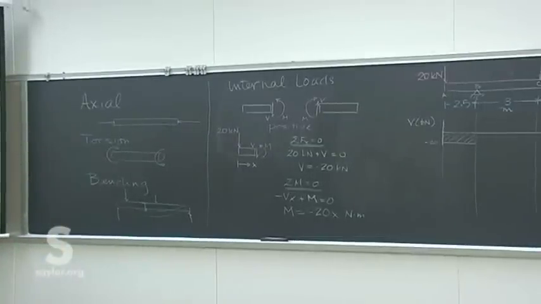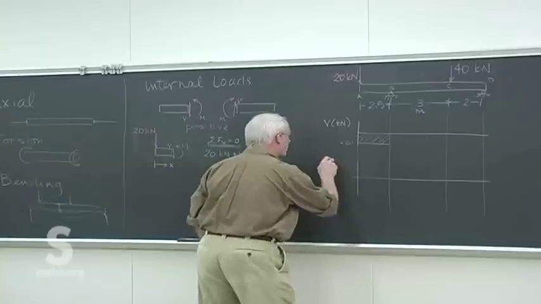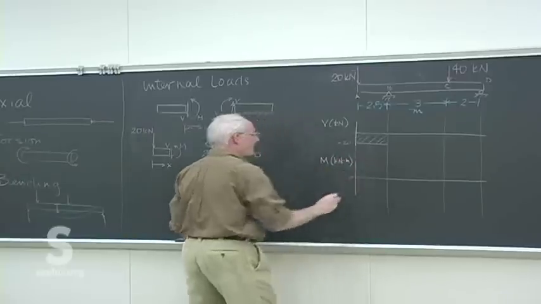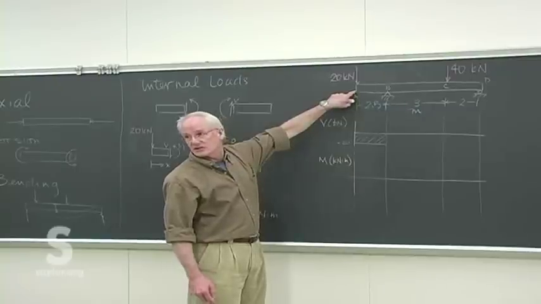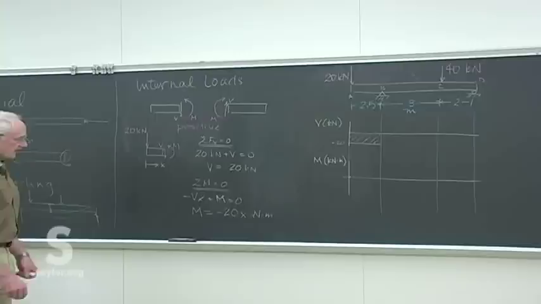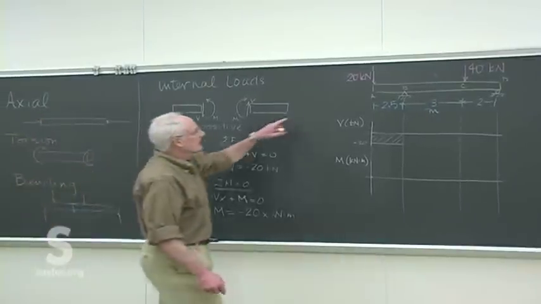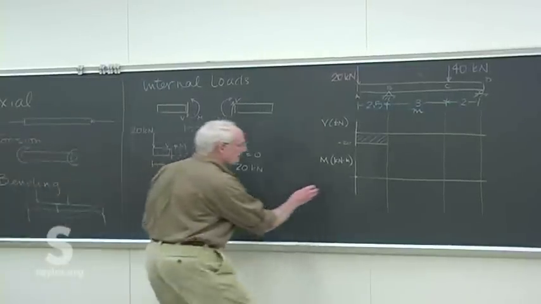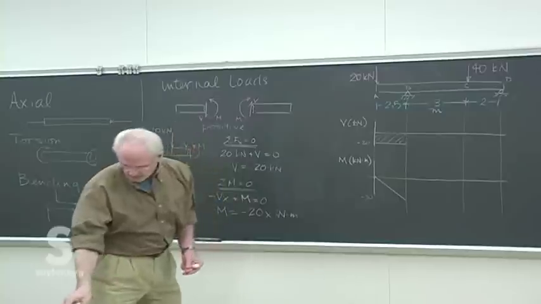kilonewton meters. And that's, if you remember, what we graph on the moment diagram. Sorry, kilonewtons, kilonewton meters. It starts at zero because this is just a free end. A free end never has any moment in it internally. So it starts at zero and then goes down at a slope of negative 20 to a value of, when x is 2.5, 2.5 times 20 is 50. And so we get that kind of picture down to there.